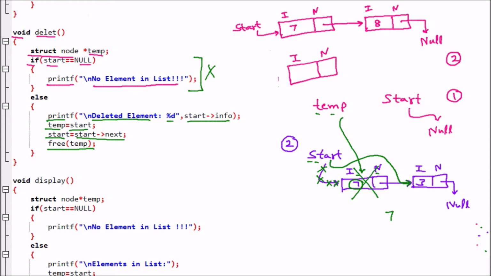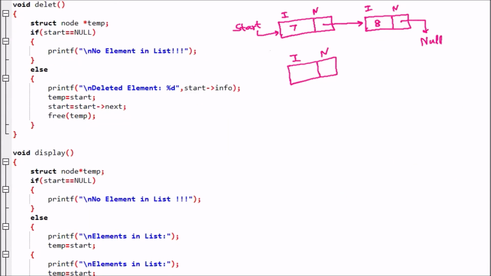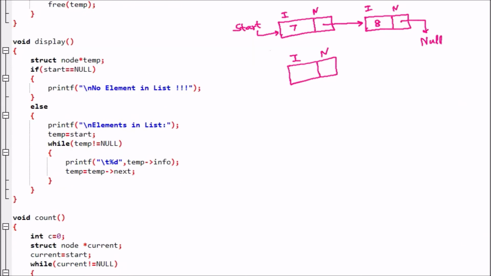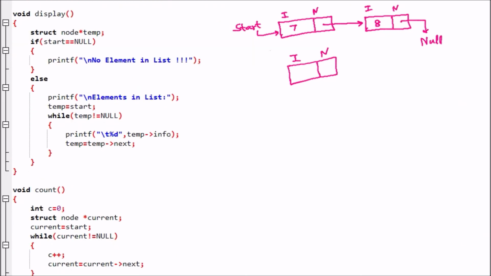So you can see that start is now pointing to the very first node, which is 3. So the node number 7 is successfully deleted. This is the operation of deletion. Now we are going towards the next function, which is display. We are scrolling down to the display function here. This one is the display function.